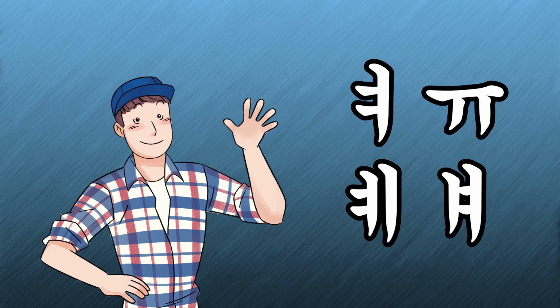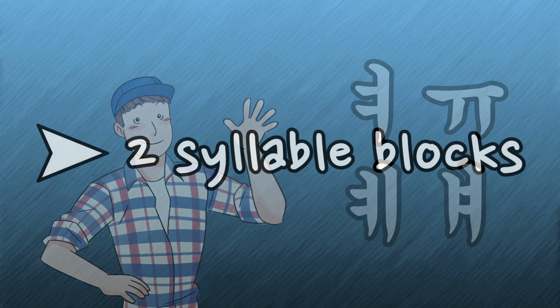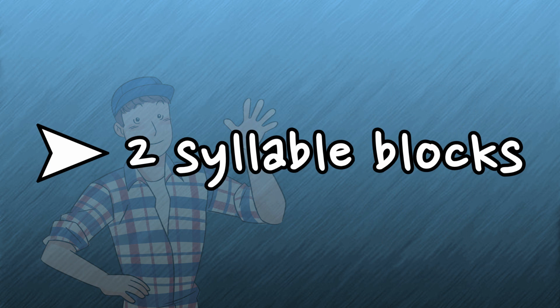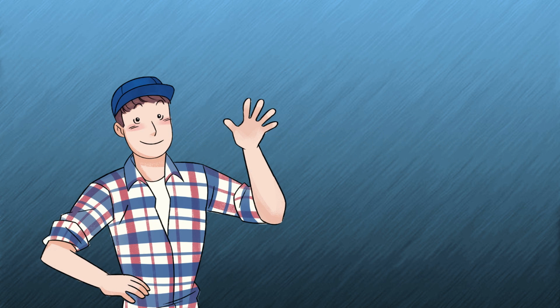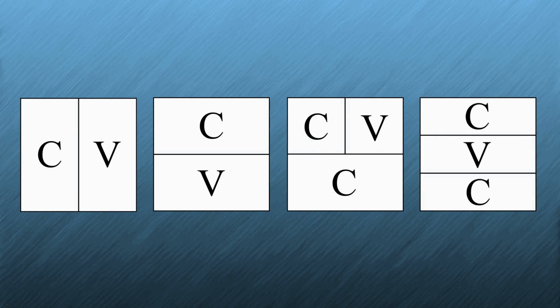In the last part, we learned 4 new vowels, which were the last 4 vowels that we'll need to learn. In this video, we'll learn about 2 new types of syllable blocks. We'll also do some more practice using everything that we've learned so far. So let's get started. First, let's take a look at the other previous syllable blocks that we've learned.